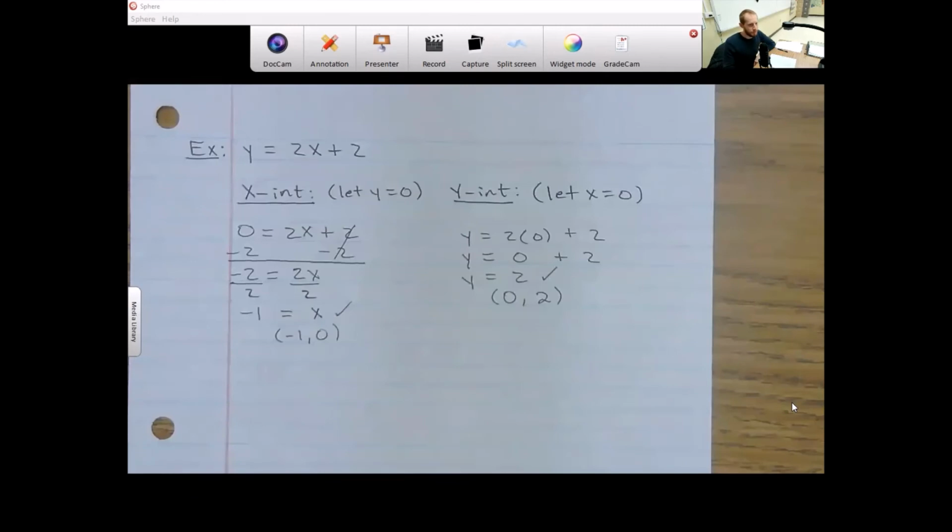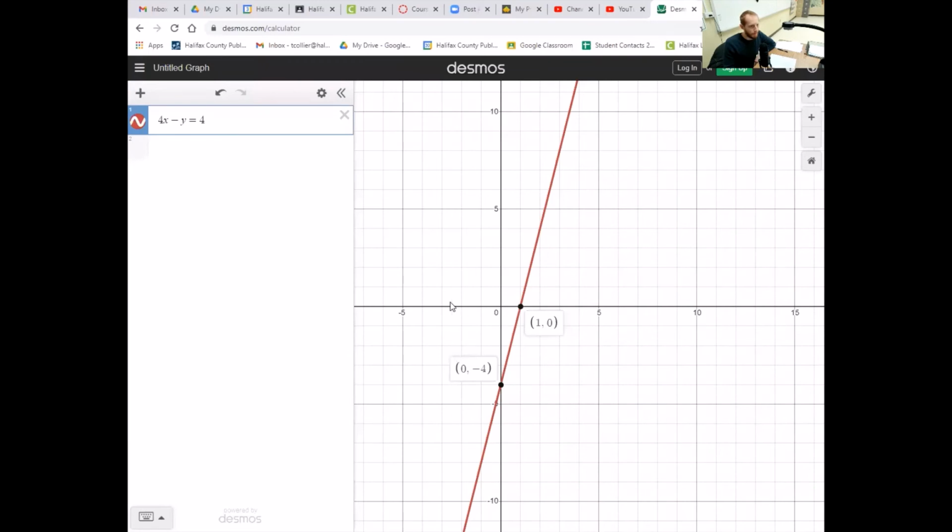I bet some of you don't even believe that, but it is true. Let's see if we can graph it. So I'm going to go to Desmos. Perfect. To get rid of anything, you just hit the X. That's pretty much all you got to do.